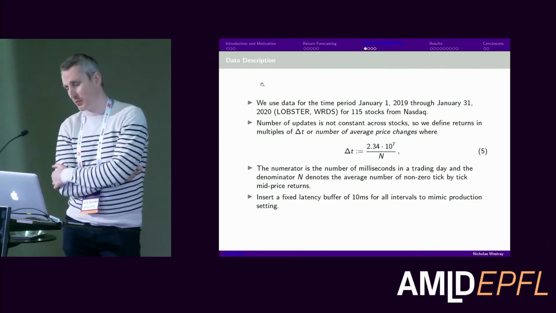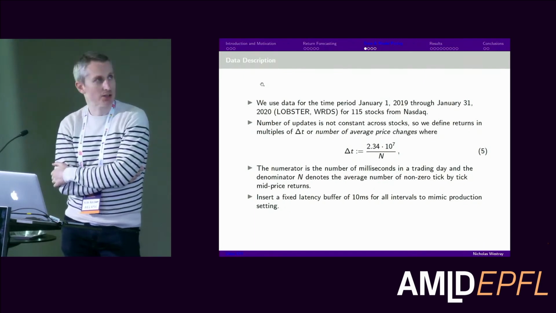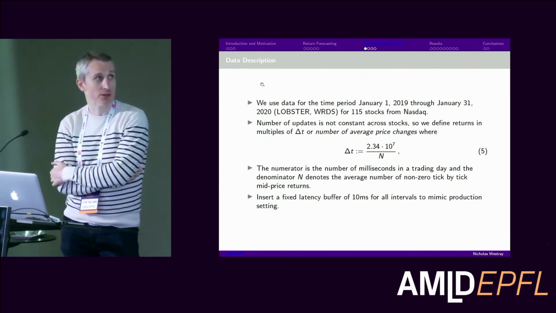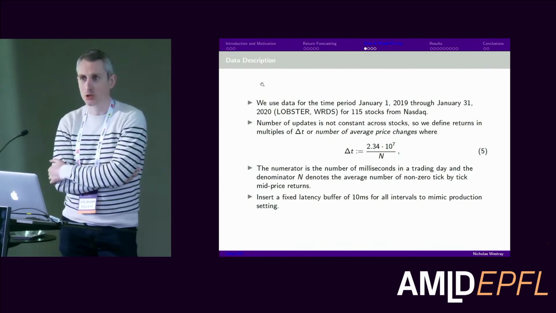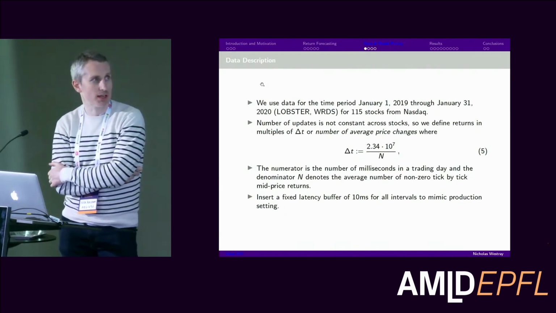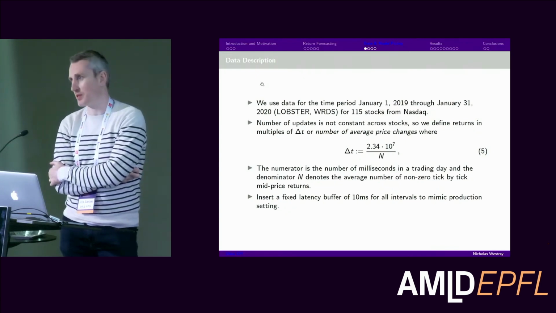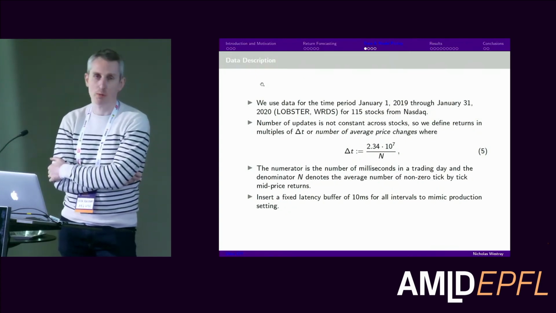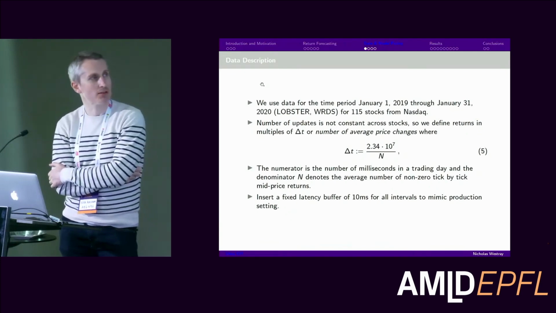So you take the number of milliseconds in a trading day, and you take the number of non-zero tick-by-tick mid-price returns, and you create a unit that we call delta t, and then we look at multiples of delta t for the forecasting so that when we compare stocks, we can compare them in a kind of fair and unbiased way.